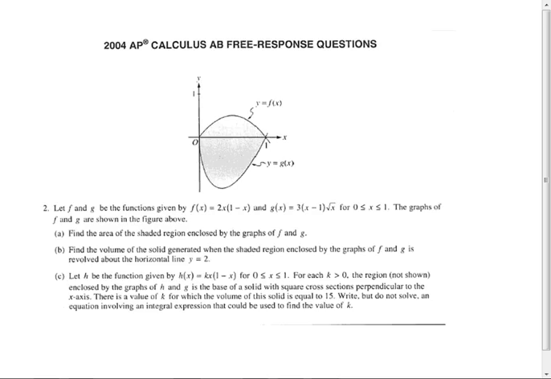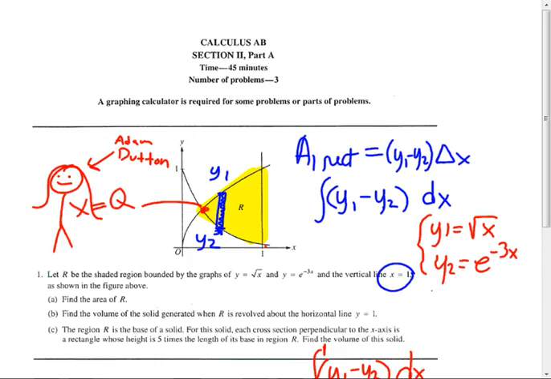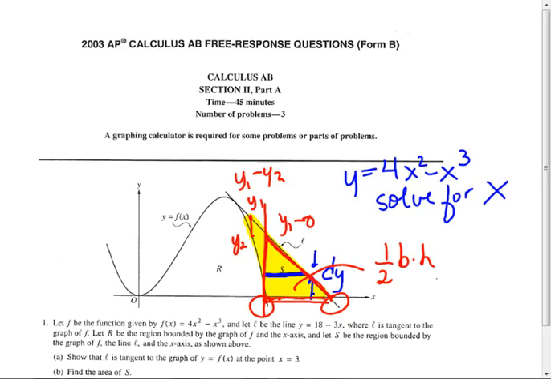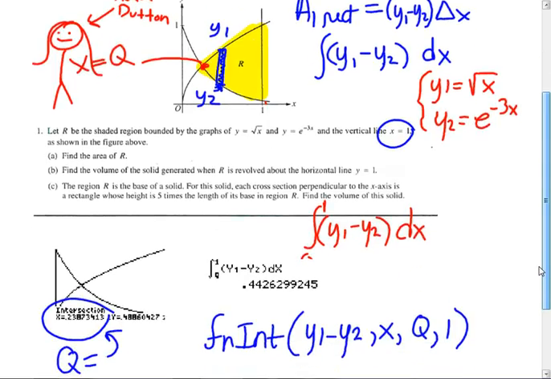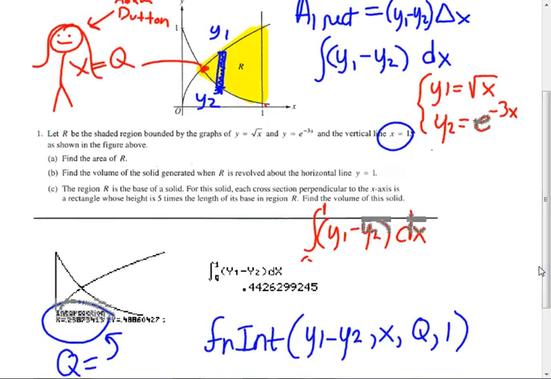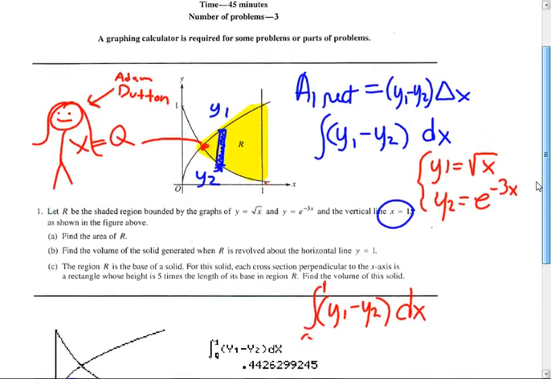Oh, that's not 2003, that's 2004. I'll bring it up. Wait, is this the one we started? Oh, there we go, that's 2003. We did A. Now, we're going to rotate around y equals 1. The first part is knowing what it looks like.